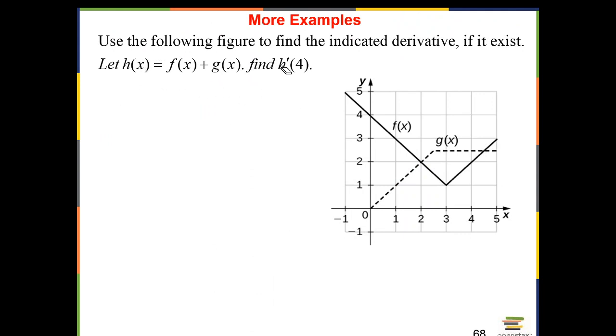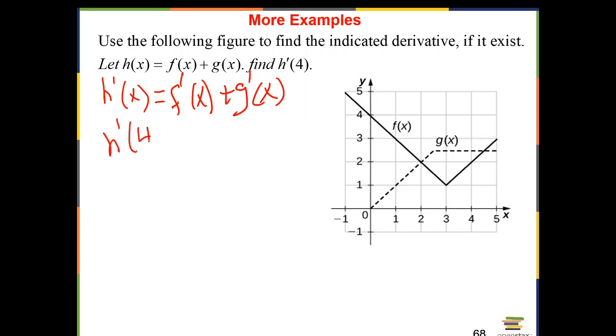Now more examples. Use the following figure to find the indicated derivative if it exists. Let h of x be f of x plus g of x. Find h prime at 4. Now notice that we don't have a formula to take the derivative. We have to use this graph. So what is h prime of x? Well, that would be f prime of x plus g prime of x, whatever f and g are. And h prime at 4 would be f prime at 4 plus g prime at 4.